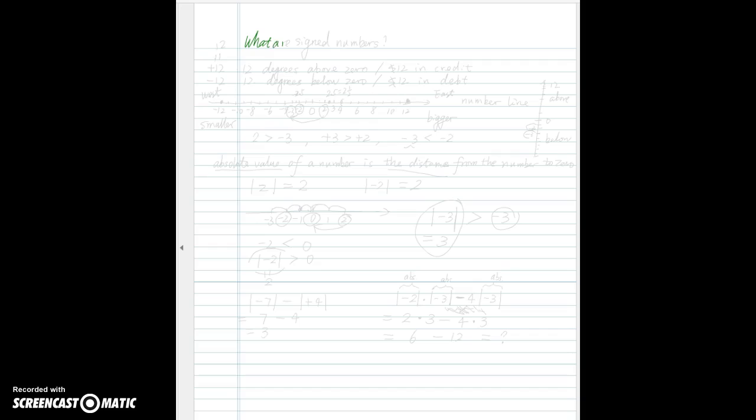What are signed numbers? In this chapter, we're going to learn signed numbers. So first of all, what are signed numbers? In real life, we have numbers that could be positive and negative. For example, the temperature. It could be 12 degrees above 0 or 12 degrees below 0.